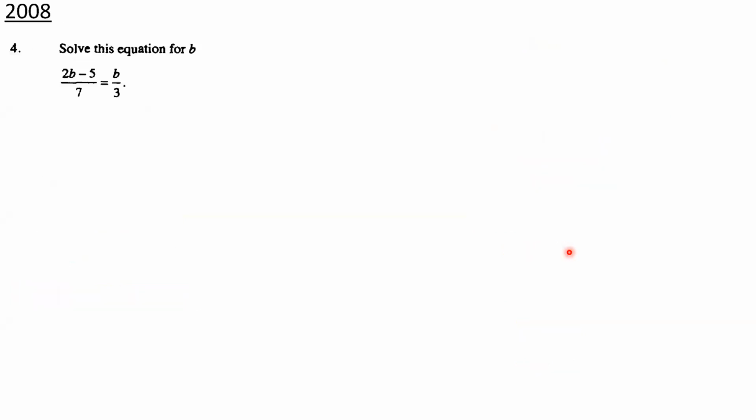Moving right along, we have this question. The question says 2b minus 5, divided by 7, is equal to b over 3. What we're going to do here is cross multiply. So we're going to multiply the 7 times the b and the 3 times 2b minus 5. And so we're going to distribute 3 times 2b and 3 times negative 5.